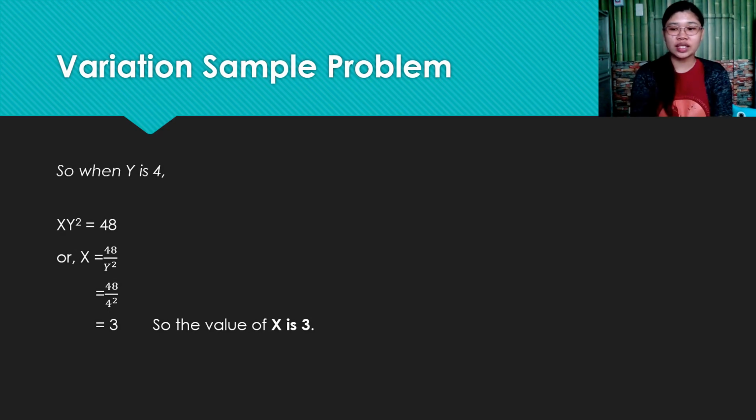and the question is, what is the value of x when y is 4? We already have the value of k, and then we are given the value of y. We can now solve for the value of x. So since xy squared is equal to k, we have here x is equal to 48 over y squared, wherein y is equal to 4. So 4 squared is 16. 48 divided by 16 is equal to 3. So we have here the value of x is 3. So that is our final answer.